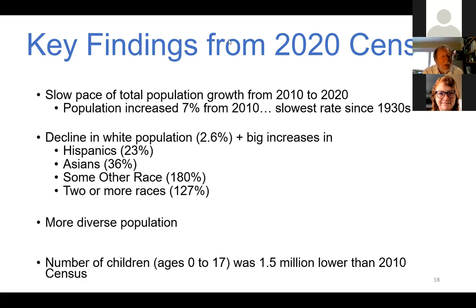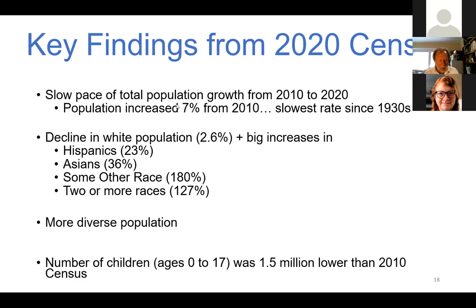Another part of that story is in the bullet below, where the slowing down is a product of a decline in the white population of 2.6%, but big increases in Hispanics and Asians, and particularly big increases in the some other race category or two or more races categories. And particularly those last two categories, I think, are reflective of some of the diversity that is going on in the country. And the whole picture, I think, makes the population much more diverse than it ever has been, and certainly more than it was a generation or two ago.